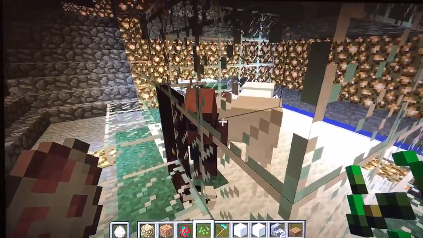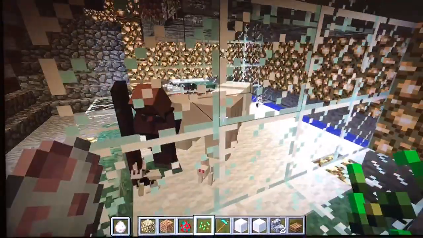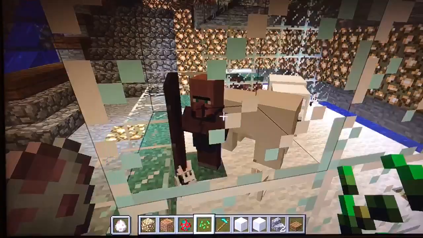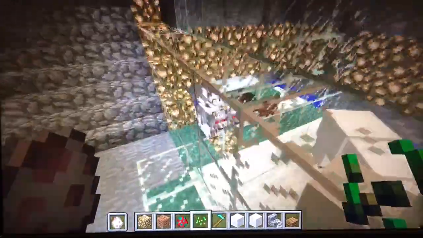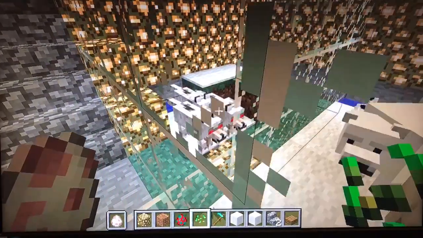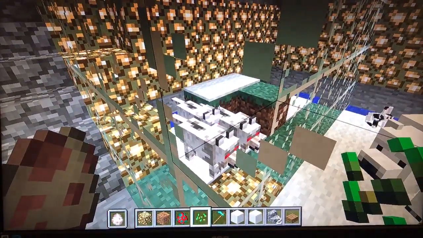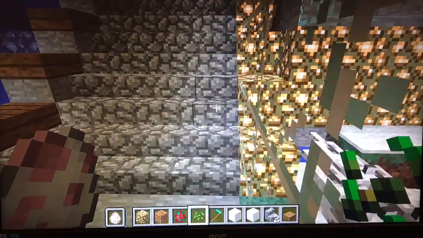And here are the traditional animals of the tundra. The villager is not an animal, he just came in. There are polar bears, and there are also Arctic hares. These are Arctic foxes. I know they look like wolves, but they're actually Arctic foxes, believe it or not.